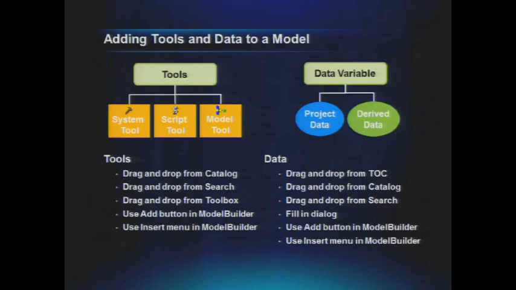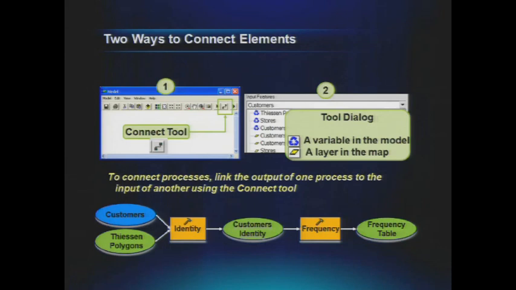There are a couple of different ways to connect elements. I used the connector tool a few times to connect the data to the actual tools. But you can also double click the tool, open it up and fill in all the parameters, just like you would if you were to open up the tool outside of a model. And it'll connect all the items together and pull data in if it's not on there.